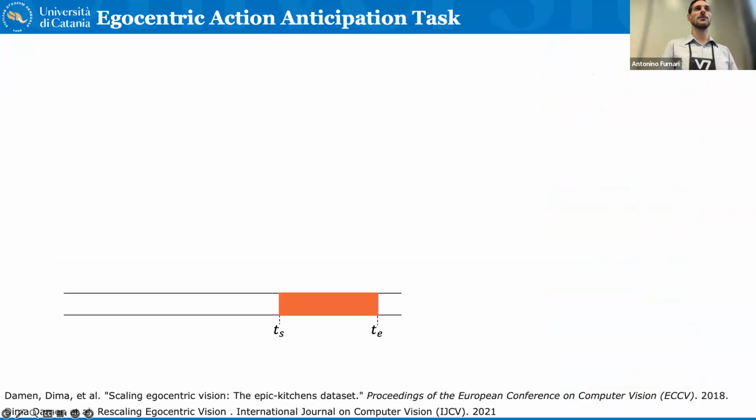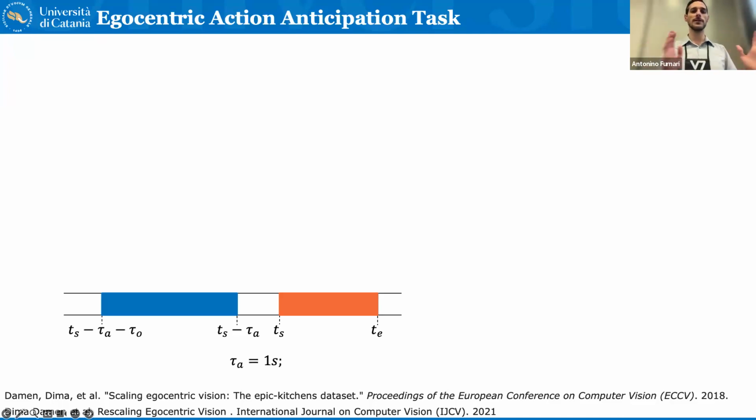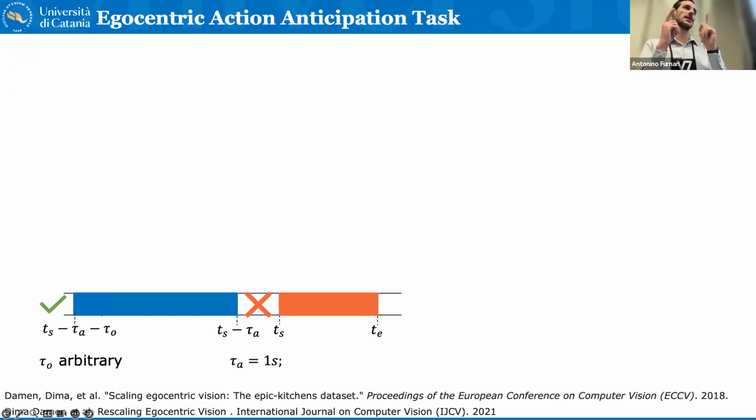And the idea is that you have a video, you have an action happening at some timestamp, and the task is defined as follows. You sample a video before the beginning of the action, 1 second before, and you can take a longer video if you want. So you can look as far as you want in the past. You are not supposed to look at what happens in that 1 second gap, because you still want your prediction to be useful, so to be made at least 1 second before the beginning of the action.